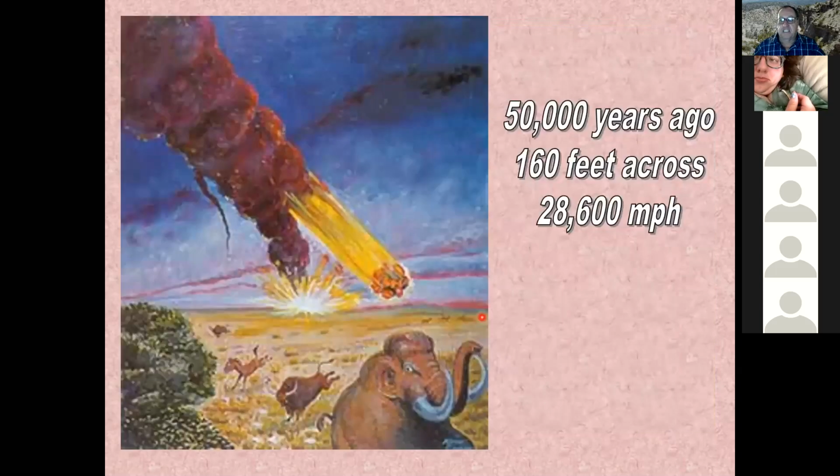So 50,000 years ago, this object, which is now estimated to be about 160 feet in diameter, traveling 28,600 miles, crashed into the crust and made what they consider one of the world's best preserved impact craters on Earth.